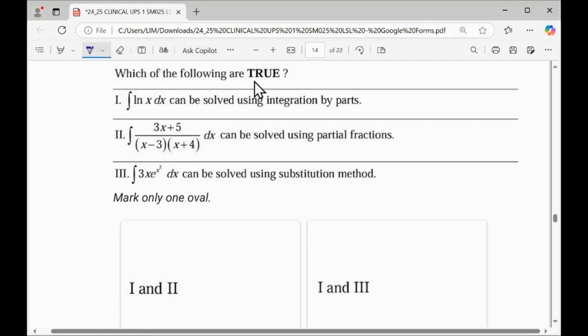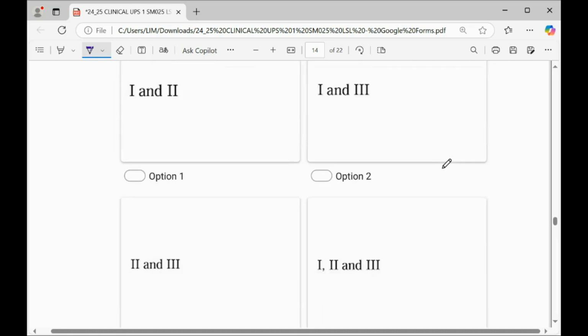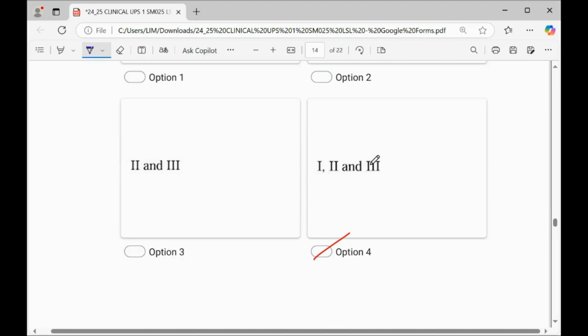Which of the following are true? Integrating ln x is integration by parts. Yes, we don't have a formula for integrating ln. And this one can be done by partial fractions. And we can see this one, x squared with this, can be done using substitution. So all of these are true.